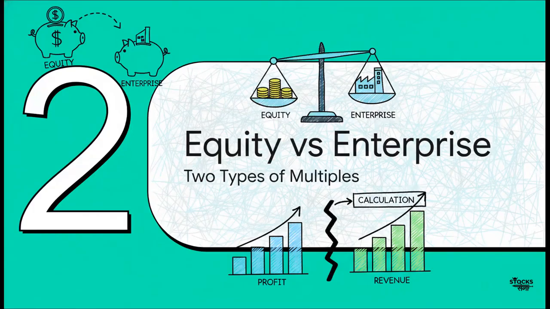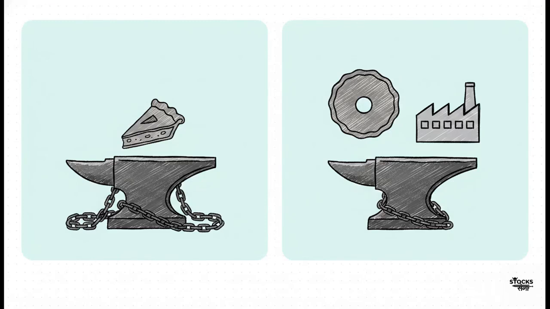Moving on to Section 2, Equity versus Enterprise Value. Okay, so every multiple you'll ever see basically falls into one of two categories. First, you have equity multiples, like P/E or price to book. These are based on the market capitalization, so the price tag of just the equity part of the business. Then you have enterprise value multiples. These are based on EV, which looks at the price tag of the entire business, debt included.